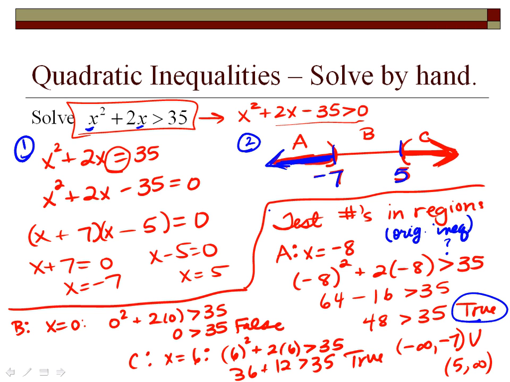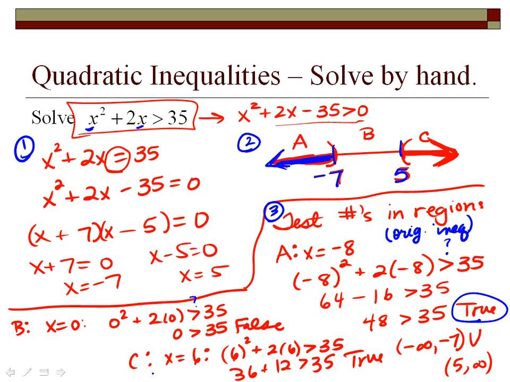What about in region B? So this is our step 3 here. In region B, we're going to plug in 0. Well, 0 squared plus 2 times 0, is that greater than 35? Well, the left side of that is just 0, but 0 is not greater than 35. That is false. So since one number failed to work in that region, all the numbers in that region will fail to work. So we cannot include region B in our solution set.